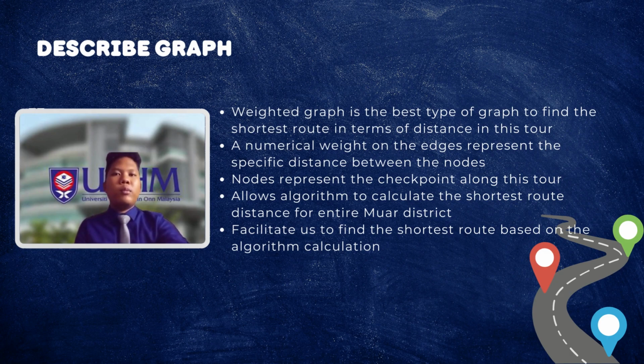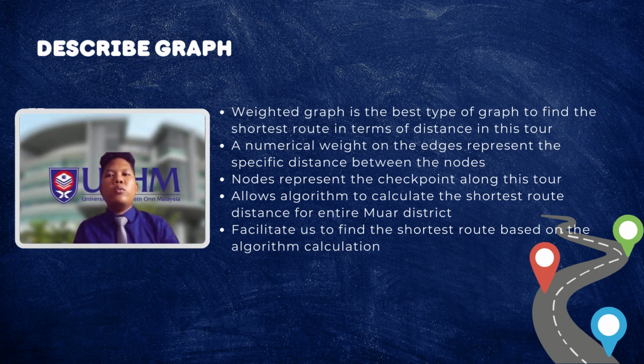Based on the problem statement before, we have determined that a weighted graph is the best type of graph to find the shortest road in terms of distance in this tour. A numerical weight on the edge on this graph will represent the specific distance between the nodes, and the nodes will represent the checkpoints along the way of this tour. From the distance that has been represented by the weight, it will allow us to make an algorithm calculation to find the shortest road distance for the entire Muar district.